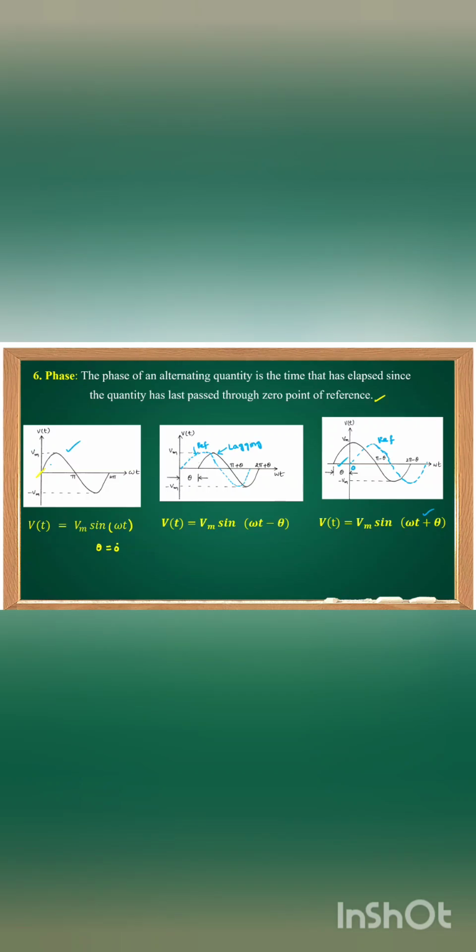But how to tell this phase angle? This waveform is leading. It is started before this wave. This one is started after this wave, by an angle of theta. Here this is lagging and this is leading. This is exactly what phase is.